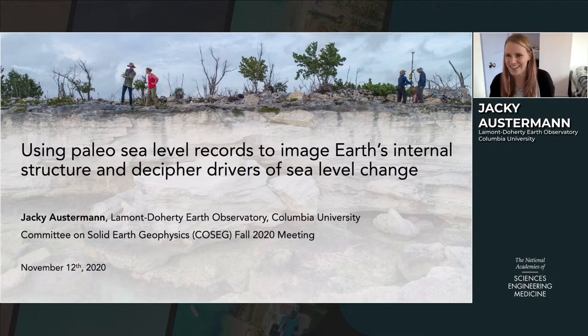I also have a token field picture on my front slide here, similar to Pippa, where we were in the Bahamas last year to map out some paleo shorelines. So I will move a little bit further away from the ice sheet compared to Pippa's talk, and a little bit deeper into geologic time.